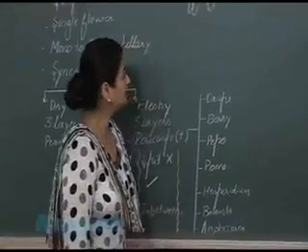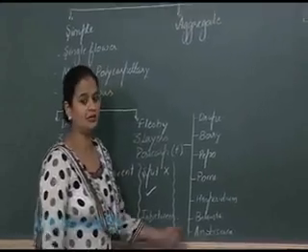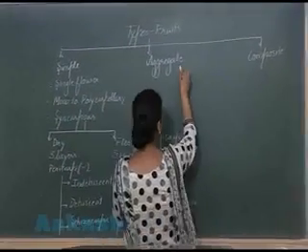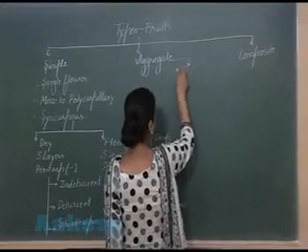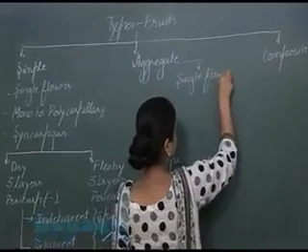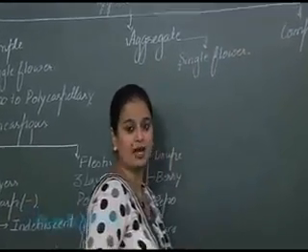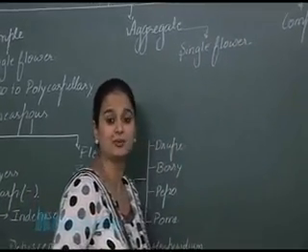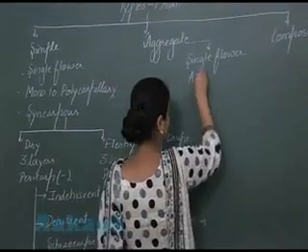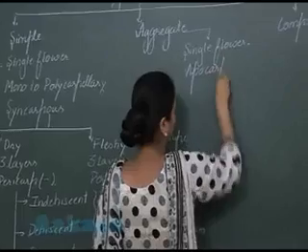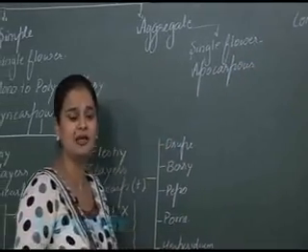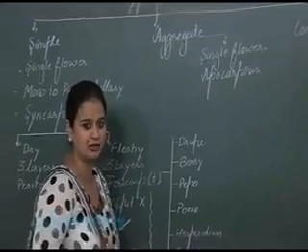Right? Now coming to the aggregate fruit. The aggregate fruit is again formed from a single flower, but now in this flower there is presence of apocarpous condition. It is very well known to all of you that apocarpous condition means the carpels present in the flower, in the gynoecium, are free.